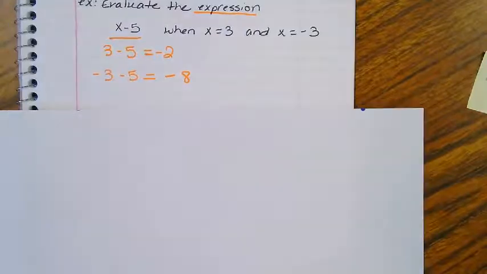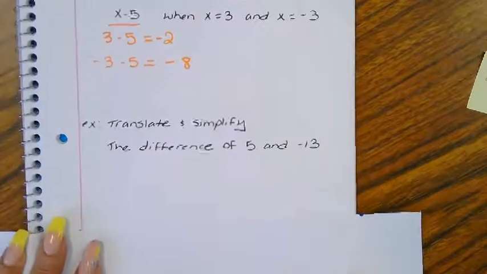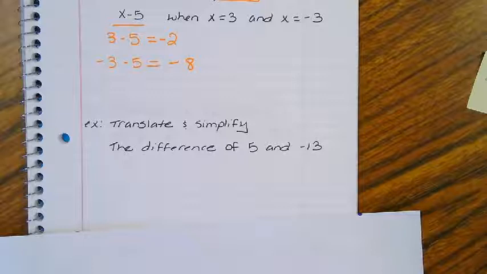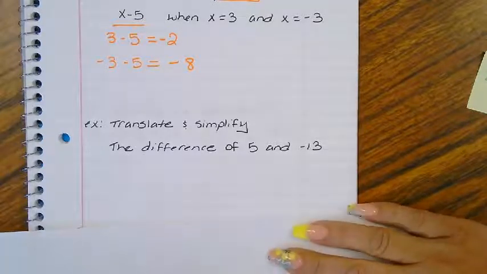Examples. Not too awful. All right, let's look at this one. Okay, write this down. Translate and simplify. The difference of 5 and negative 13. Okay, we're going to translate and simplify. So remember, we're translating. We're just taking the words to make them into an expression.